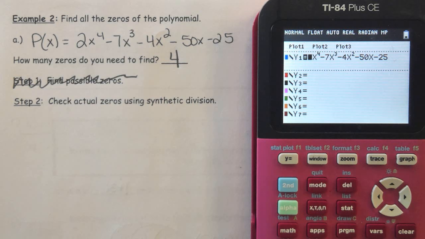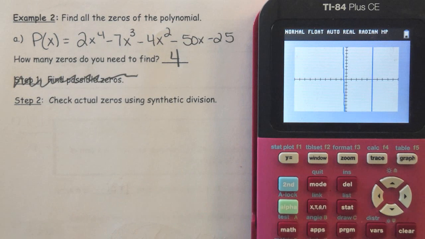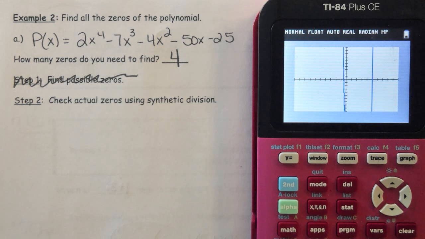Once you get to the graphs, you're not going to see 4 solutions. Okay, so hit graph when you're ready, and you should have a graph that looks similar to mine. If your window is off, remember you can press Zoom 6 to get back to a standard viewing window.